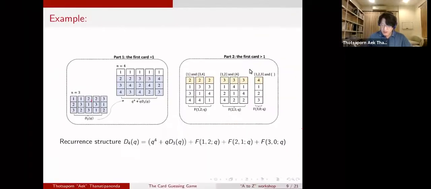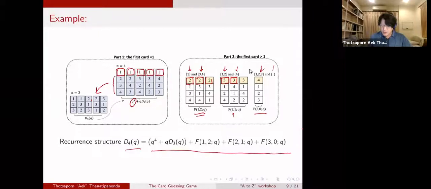For n equal to 4, if the first card is 1, then you can just shift the rest, and it will match with n equal to 3, and then you add one more element here. If the first card is not 1, say it's 2, then it splits into 1, and 3, 4, and we call it F_{1,2}. If the first card is 3, then it splits into 1, 2, and 4, and we call it F_{2,1}. The last one you get 3 and 0 right here. So the generating function can be calculated by this recursive relation.